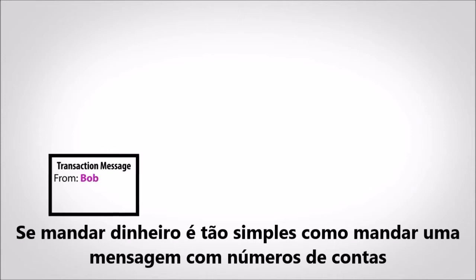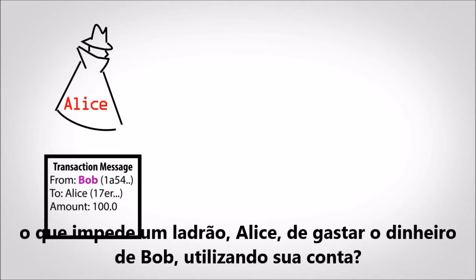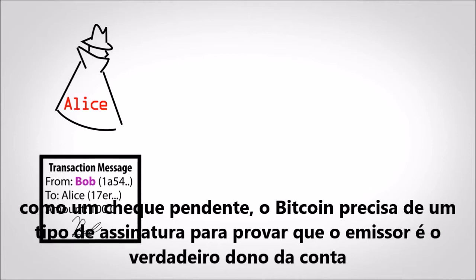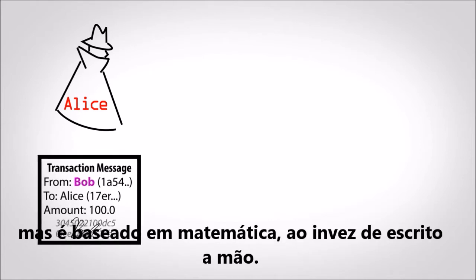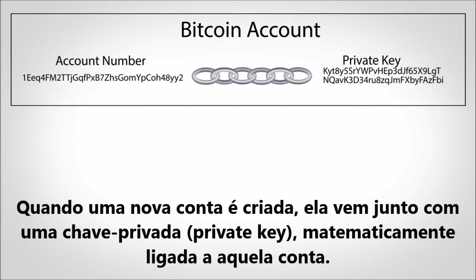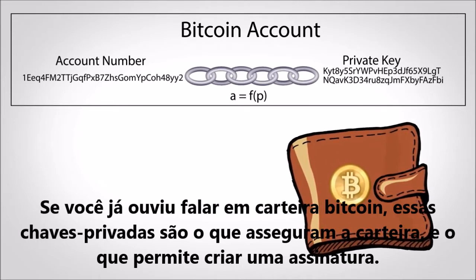If sending money is as simple as creating a message with some account numbers, what's to stop a thief, Alice, from spending Bob's money by using his account number? Like a pen and paper check, Bitcoin requires a kind of signature to prove that the sender is the real owner of an account, but it is based on math rather than handwriting. When a new account number is created, it comes along with a private key mathematically linked to that account number. If you've heard of a Bitcoin wallet, these keys are what it holds.